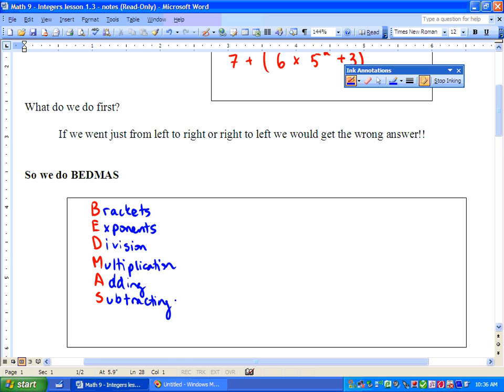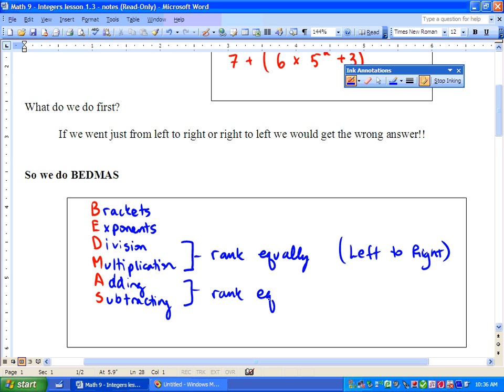Alright, now with multiplication and division, they rank equally. So we do left to right. Now, same with adding and subtraction. They rank equally, and we also do them left to right.